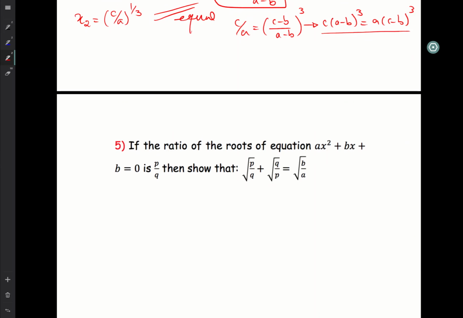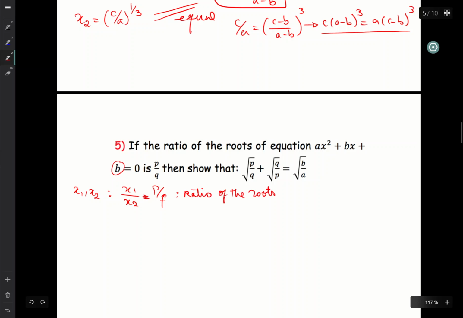5. If the ratio of the roots of equation ax squared plus bx plus b equals 0, remember this, the last term is not c, it's b, is p over q. So we have two roots, x1 and x2, and let's assume that x1 over x2 is p over q. This is the ratio of the roots. And our quadratic equation is ax squared plus bx plus b equal to 0. Okay?